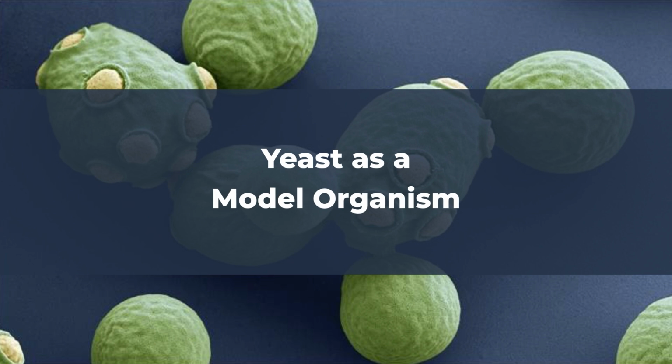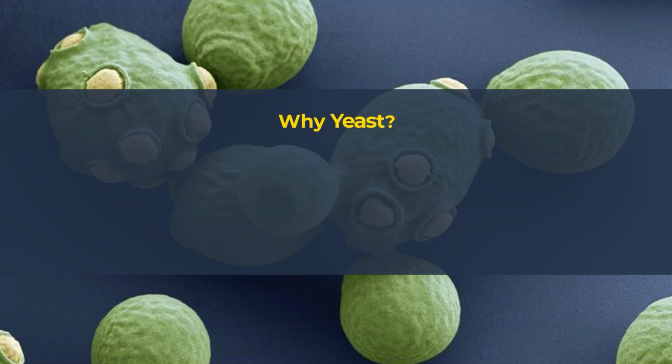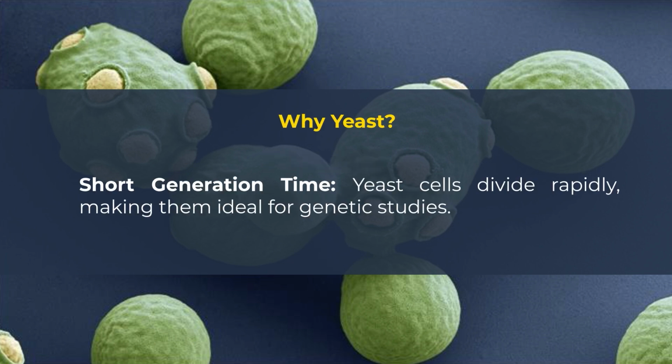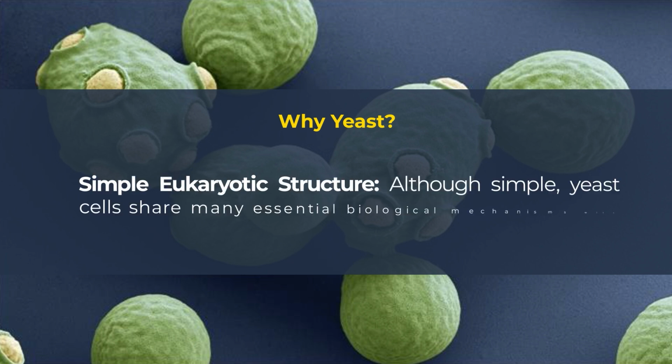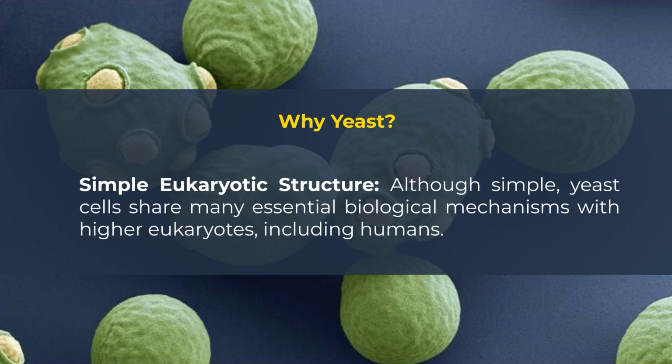So why do we use yeast as a model organism? The first reason: it has a short generation time. Yeast cells divide rapidly, making them an ideal model organism for genetic studies. It has a simple eukaryotic structure. Although simple, yeast cells share many essential biological mechanisms with higher eukaryotic cells, including humans. That is why it is an ideal model organism for studies that are related to humans.